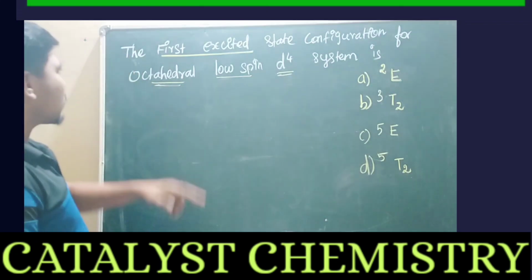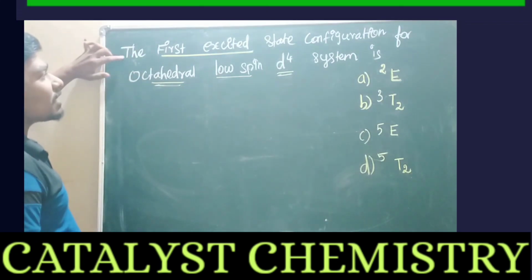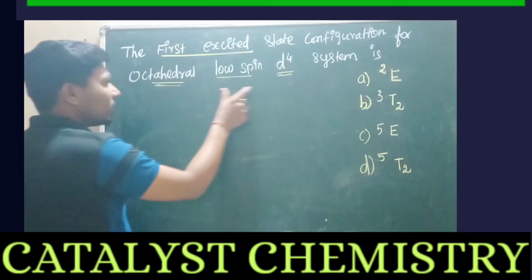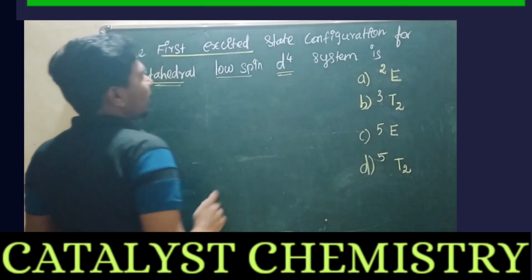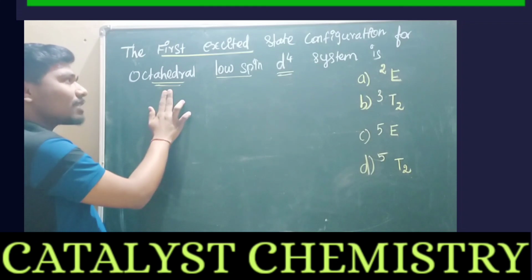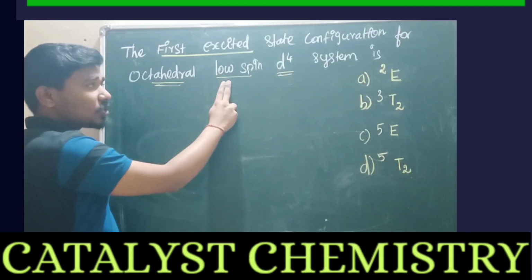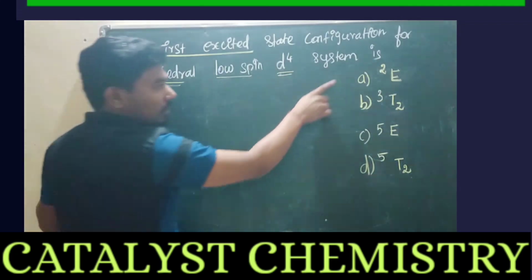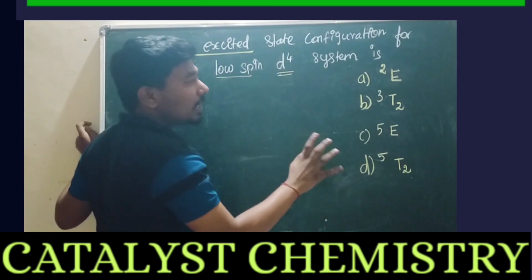Okay, so see the questions guys. The question is: the first excited state configuration for octahedral low spin d4 system is. Okay, so what is given to us is that it is an octahedral complex, it is a low spin configuration, and it has a d4 configuration. And see here the notations, these are Mulliken term symbols.